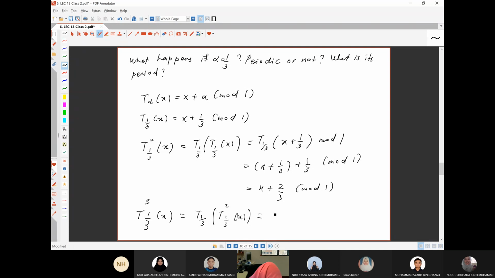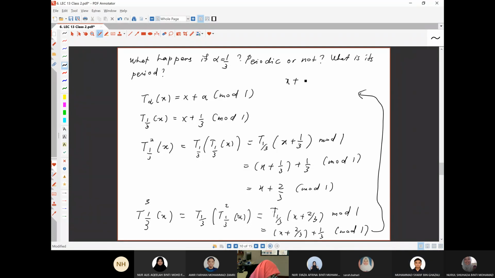So I have T of 1 over 3 of x plus 2 over 3 mod 1. And this gives you x plus 2 over 3 plus 1 over 3 mod 1. Agree? Yes. Okay, so we should get x back. So you have x plus 1 mod 1 which gives you x.